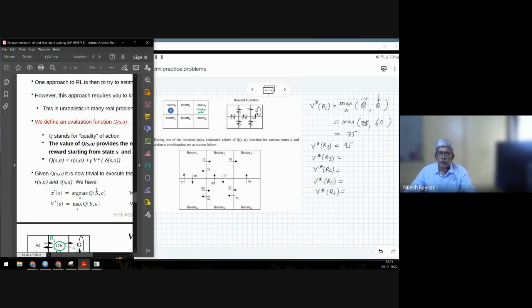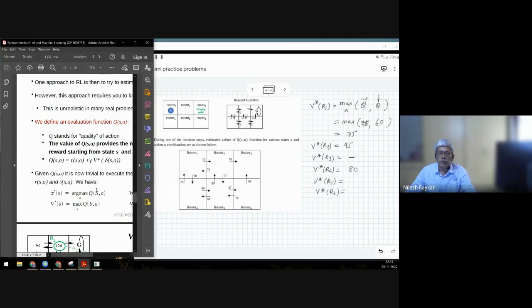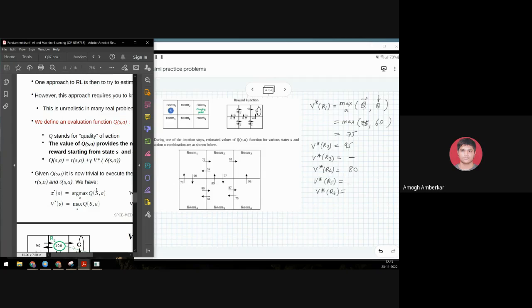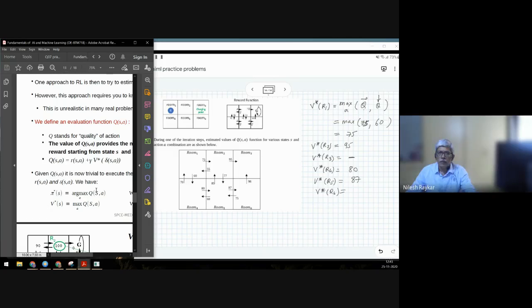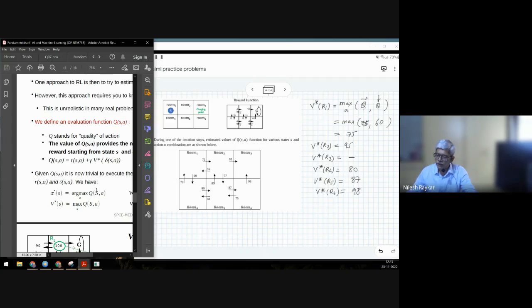What about room number 3? Room number 3 is itself a goal state, so there is no value as such attributed here. This is not applicable. Room number 4, what is the value? 80. Room number 5? 87. And room number 6, 98. You can verify just quickly by looking at the problem.